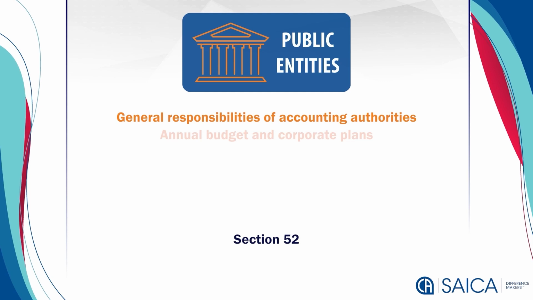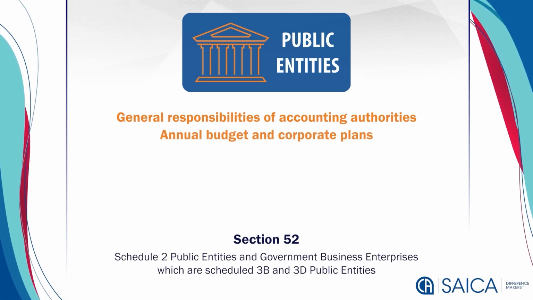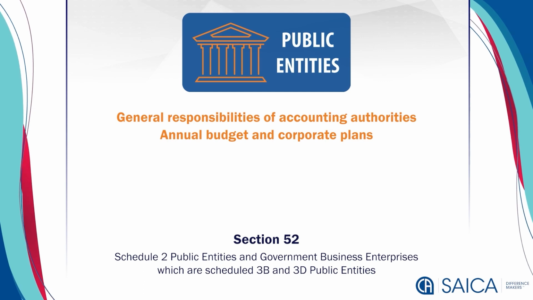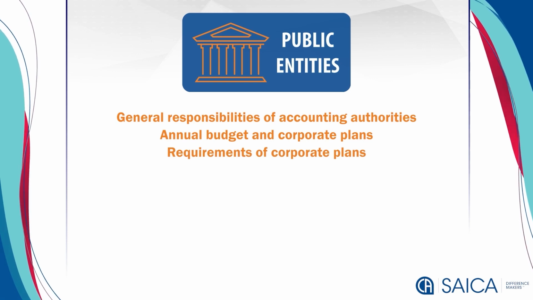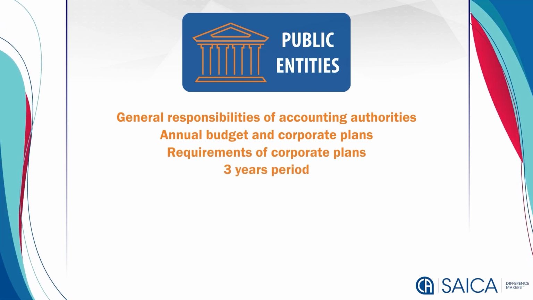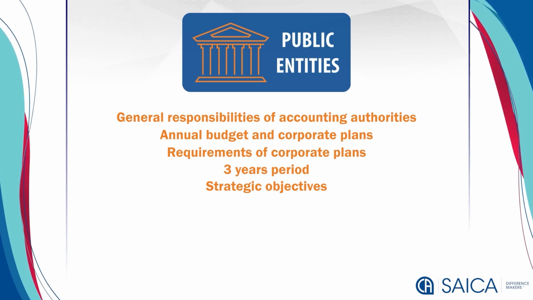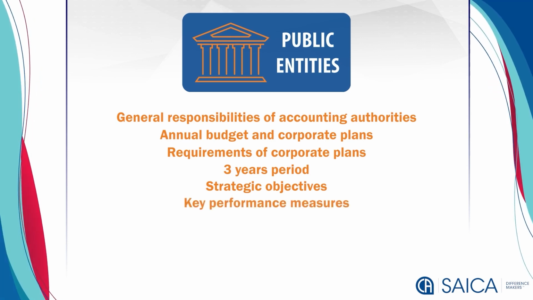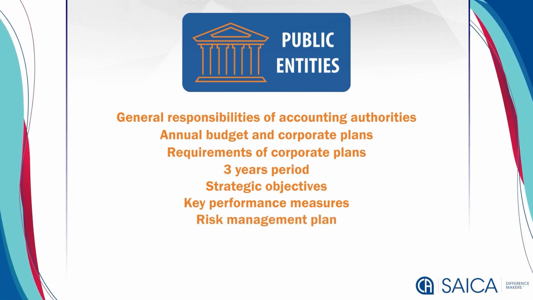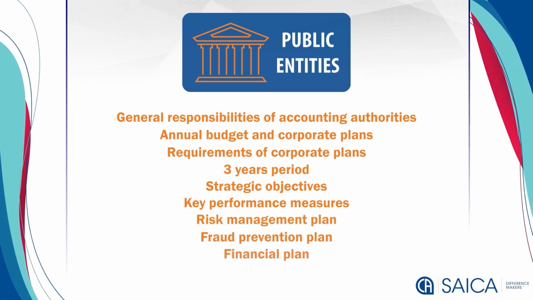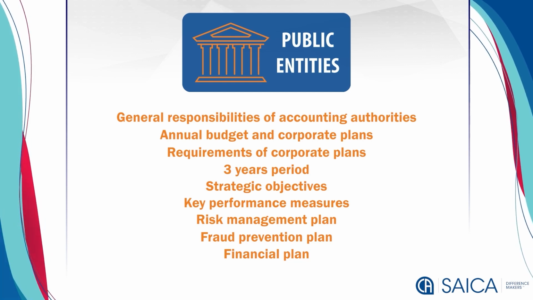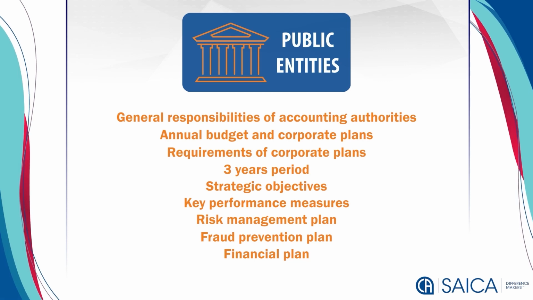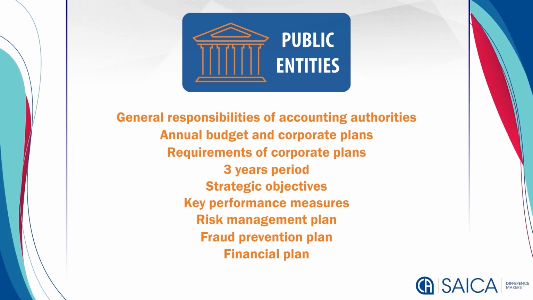Section 52 deals with the annual budget and corporate plan by Schedule 2 public entities and government business enterprises, which are Schedule 3B and 3D public entities. A corporate plan covers a period of 3 years that includes, amongst others, the strategic objectives, initiatives, key performance measures, and indicators for assessing performance, and also includes a risk management plan, fraud prevention plan, as well as financial plan with financial projections. Note that this reaffirms a point discussed at the start of this chapter, where it is important to note the various schedules of public entities, as some parts of this chapter are specific to certain types of public entities only.